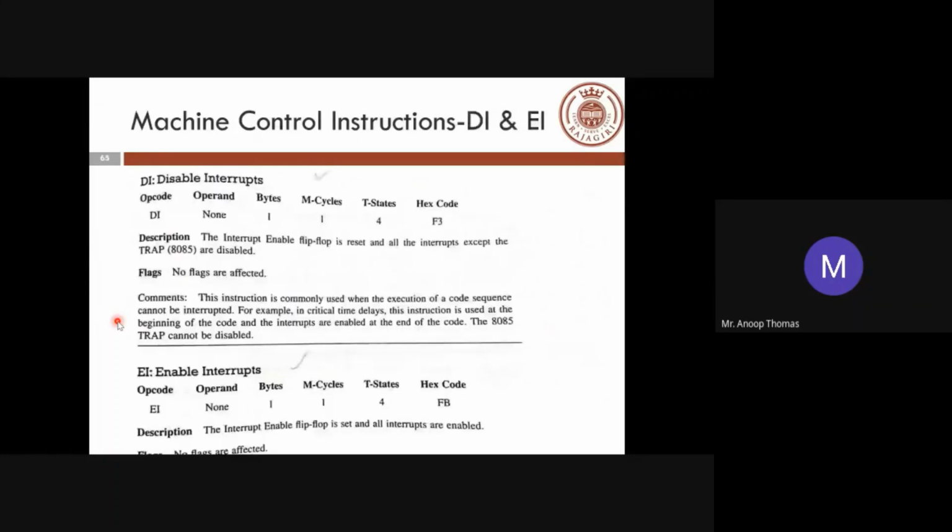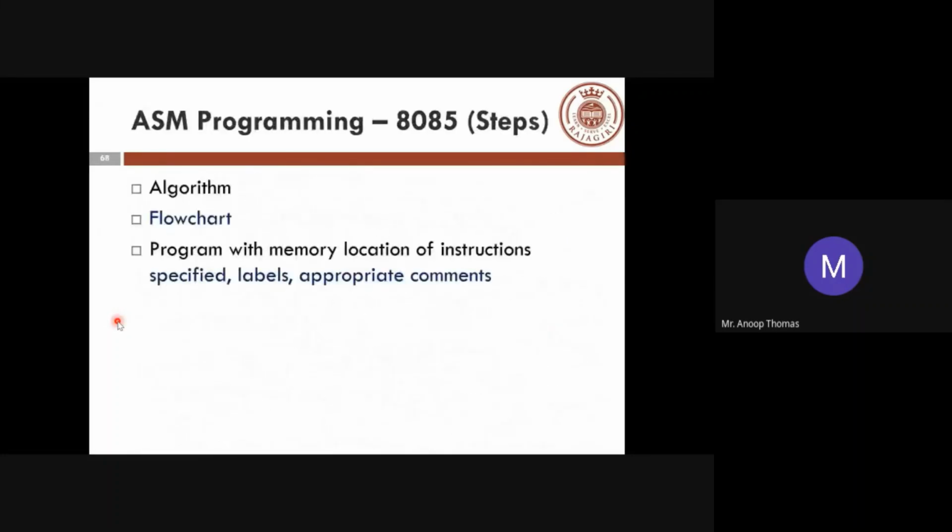Now, a program, as you know, will have 3 major things. One is the algorithm, the other one is the flowchart, and the third one is a program with specified labels and appropriate comments. So always a program should have all these things. This is generic with respect to C programming, C++ programming, or any high-level program. You need an algorithm, you need a flowchart, and then you need the program.